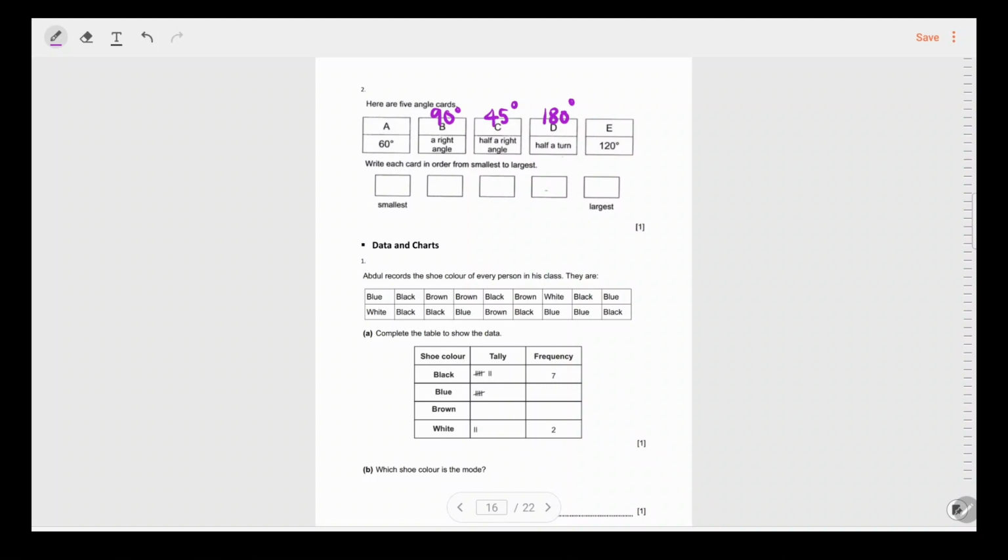And now that we have all our values, we can order them from smallest to largest. So the smallest is 45 degrees C, and then 60 degrees A, and then 90 degrees B, 120 degrees E, and 180 degrees D.